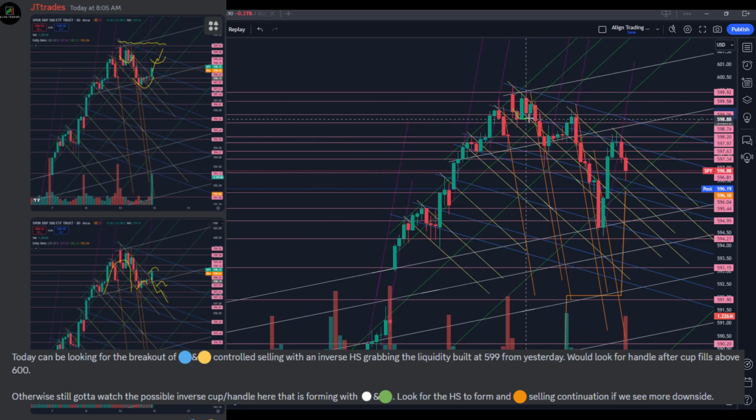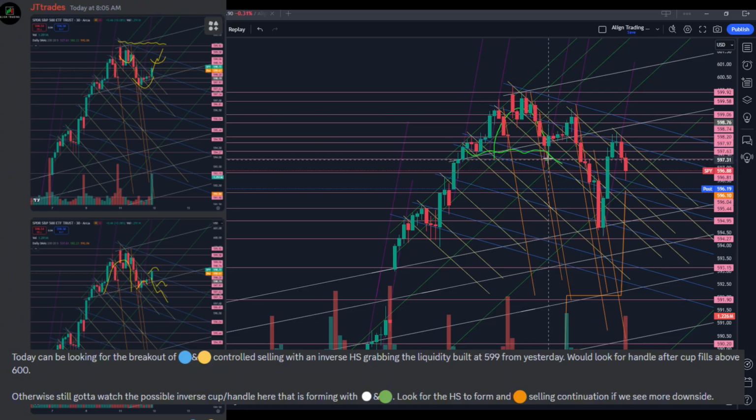If we were to grab this shoulder of liquidity right here and form this, we could look for us to fill that cup back up at that 600 level. From there, maybe another blue and yellow controlled selling algorithm for a handle. Otherwise, you have to be paying attention to this inverse cup that we formed right here yesterday.